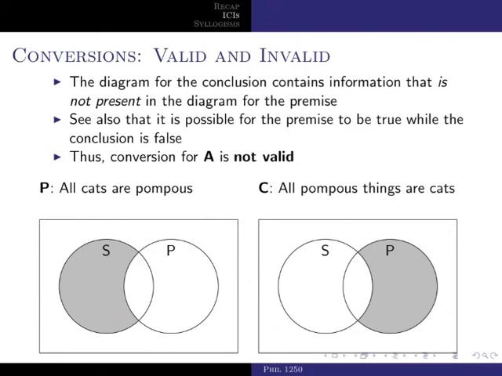And in general, it is possible to make any proposition of the form A true without making its converse true as well. This means that conversion for A is not valid. And this is made evident by the fact that the Venn diagrams for A and for its converse are different, and thus convey different information. And in particular, the diagram for the conclusion contains information that is not included in the diagram for the premise.